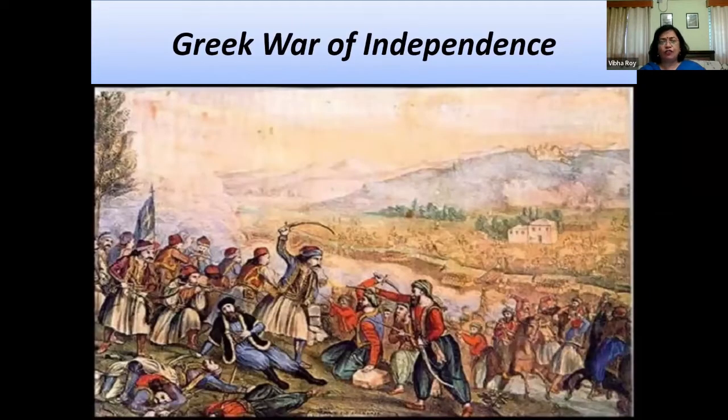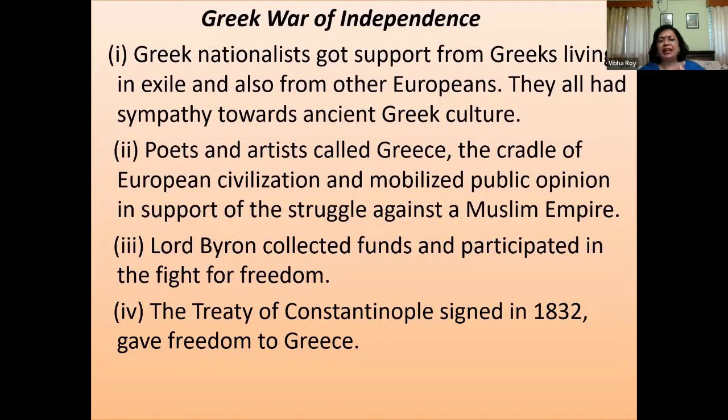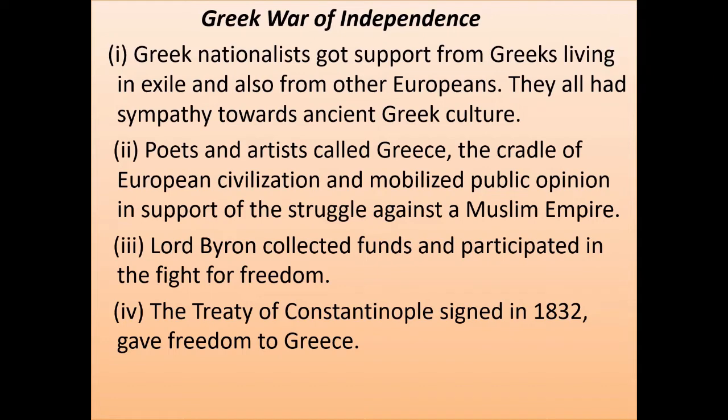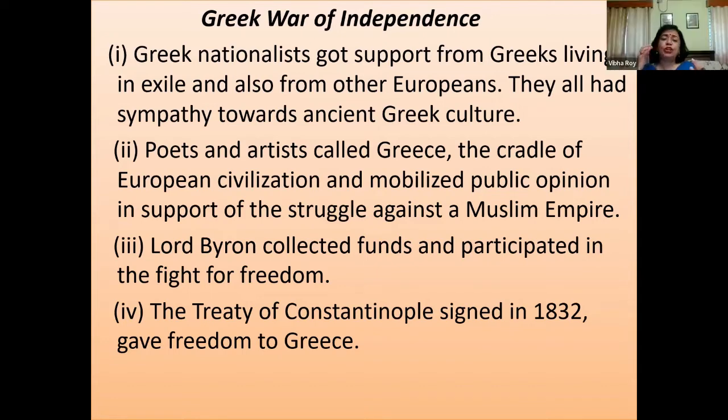Then we have the Greek War of Independence. The Greek nationalists got support from Greeks living in exile and also from other Europeans. They all had sympathy towards ancient Greek culture. The poets and artists called Greece the cradle, meaning the center, of European civilization and mobilized public opinion in support of the struggle against the Muslim empire. Lord Byron collected funds and participated in the fight for freedom. And finally, the Treaty of Constantinople was signed in 1832, which gave freedom to Greece.